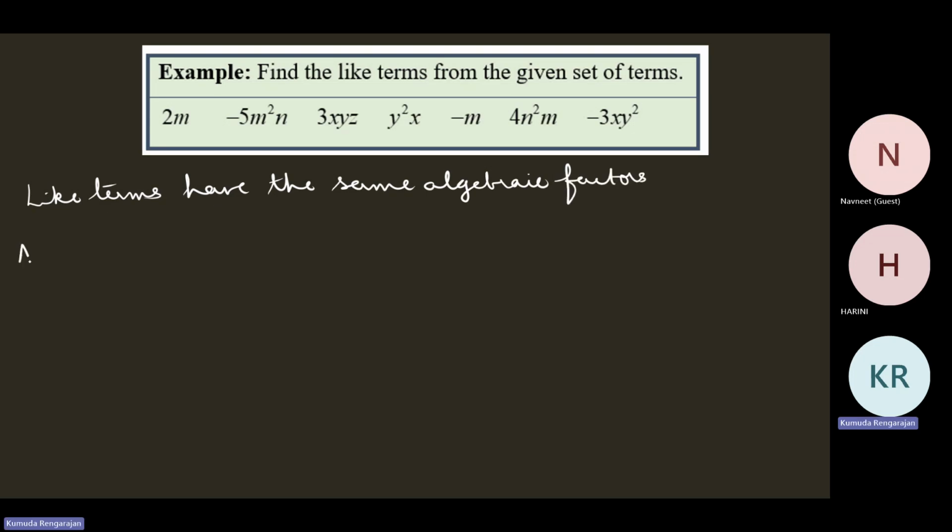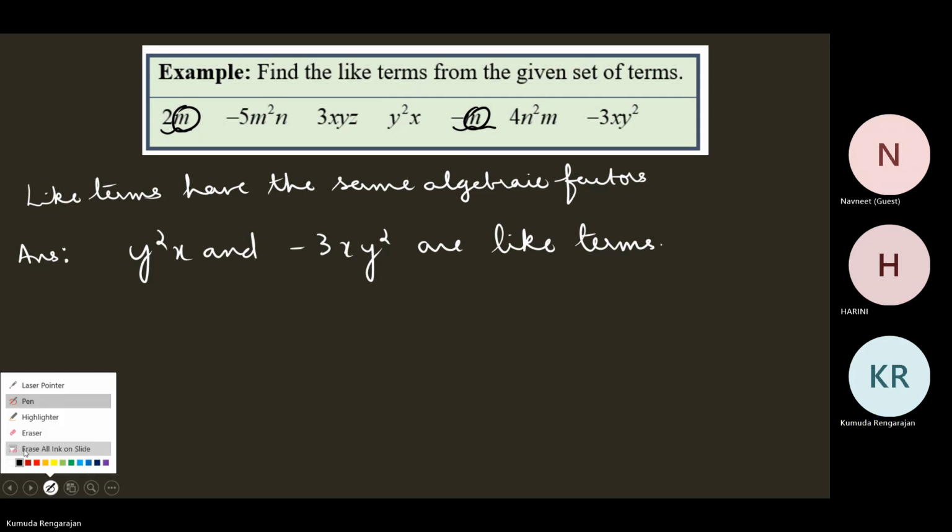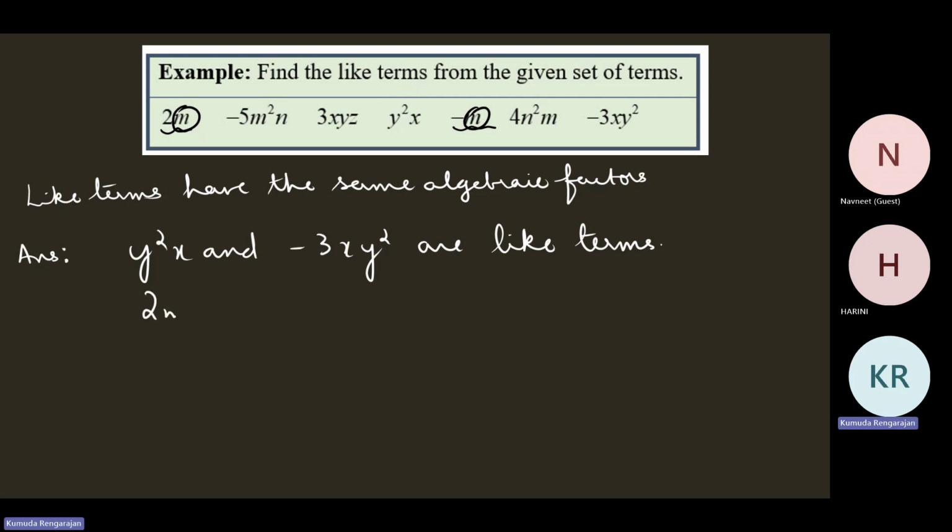So the answer for this one is y square x and minus 3xy square are like terms. One more set also you can find. Look at this one and this one. M. Yes, ma'am, literally just minus 1m. They have written as minus m. Correct. So 2m and minus m.